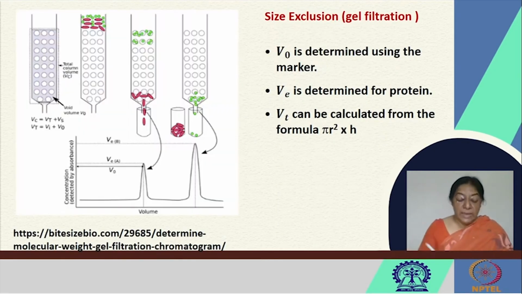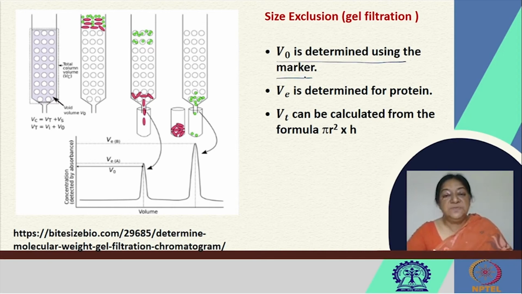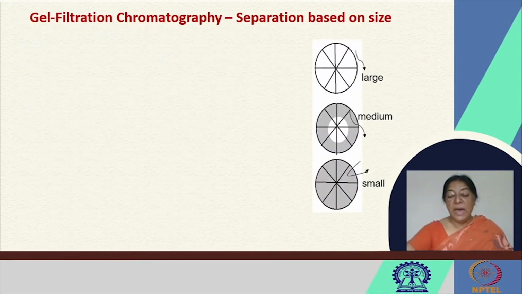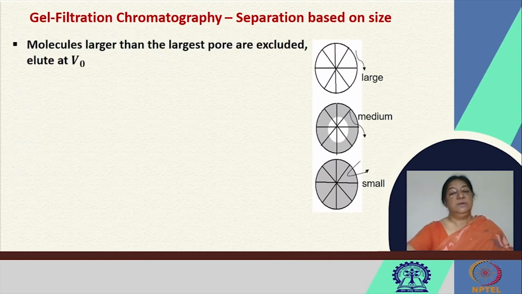So when we are looking at a system, we have the V0 that is determined by using a specific marker. Vt can be calculated from the formula for the volume of a cylinder, and the elution volume is determined for the specific protein of interest. So how is this accomplished? We have specific expressions that we are going to come across.